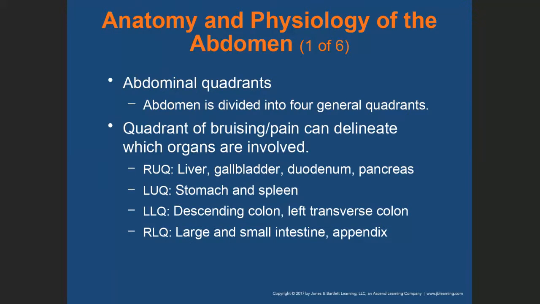Now, the other thing that you need to be familiar with is which of these organs are considered to be solid organs and which ones are hollow organs. Solid organs will bleed excessively when damaged. Hollow organs will spill their contents, causing irritation and inflammation, or peritonitis.